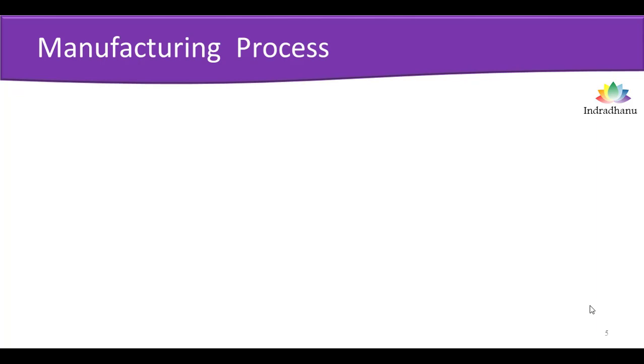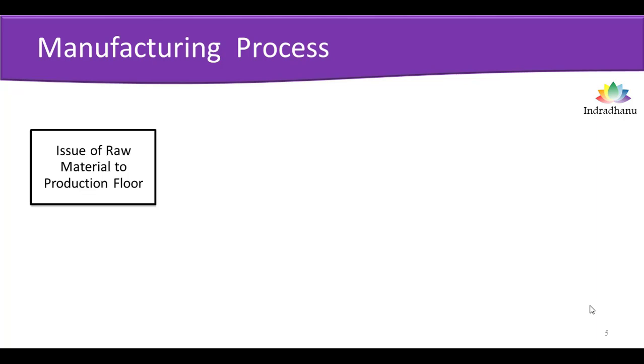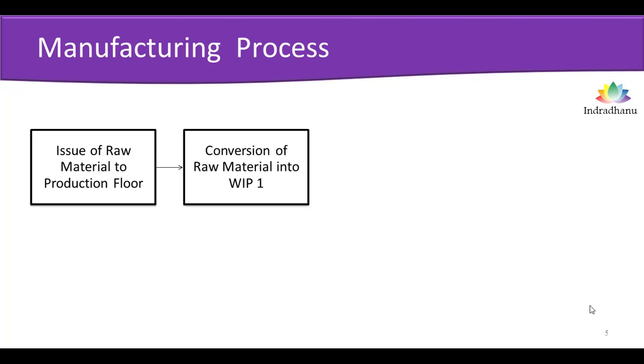Now it is the turn for the manufacturing process. After purchase of raw material, we will start manufacturing. So what is inside Tally as far as the manufacturing process is concerned? We have already purchased the raw material. The raw material shall be issued to the production floor from stores. After that, there will be a step of conversion of raw material into WIP1, that is work in process 1. This is possible in Tally very conveniently.